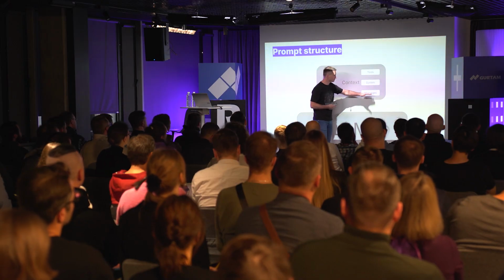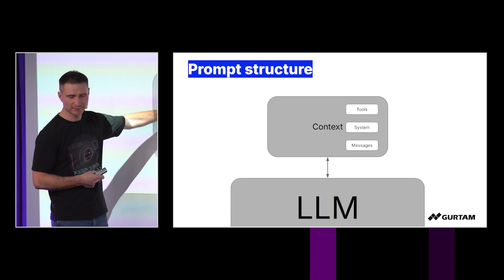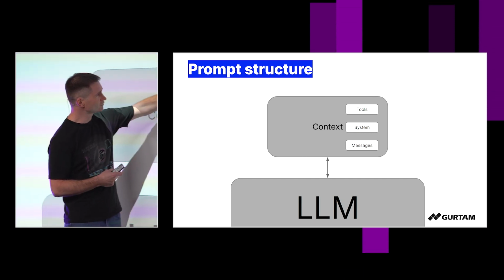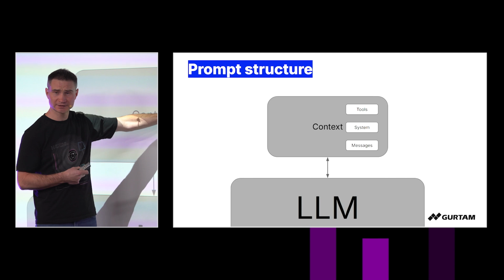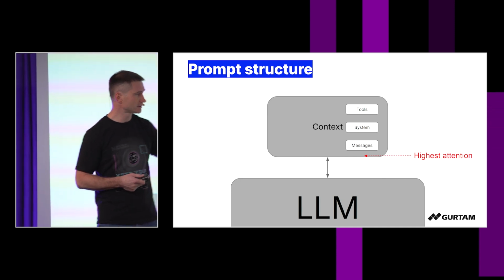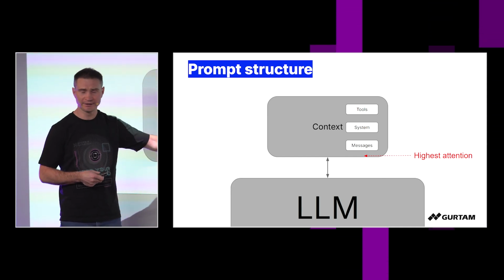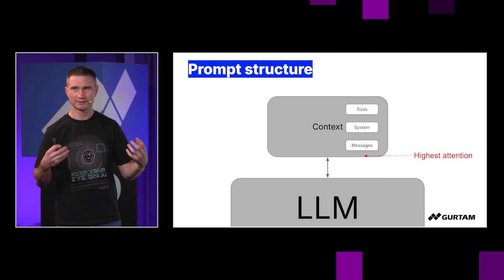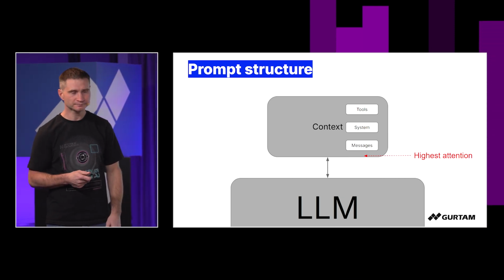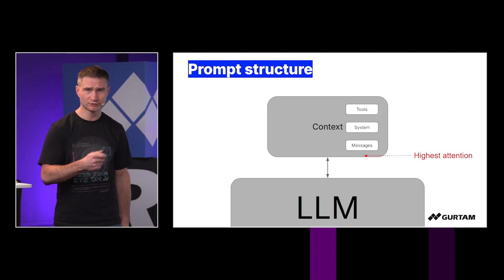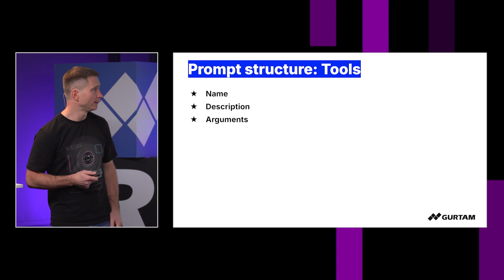Let's go further. Nobody knows how these companies put tools, system, and messages into the context. What I guessed from the Anthropic cookbook is that tools are located at the beginning of the prompt, the system message in the middle, and messages from the user at the end. Why is it important? Because the highest attention of the model is at the end, like with the human brain: whatever you put in the tail, it will remember and follow more. But nobody actually knows how and where it is located. Let's talk about tools, system, and messages, and what you put there.